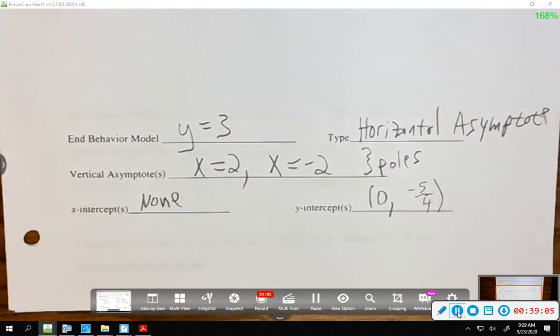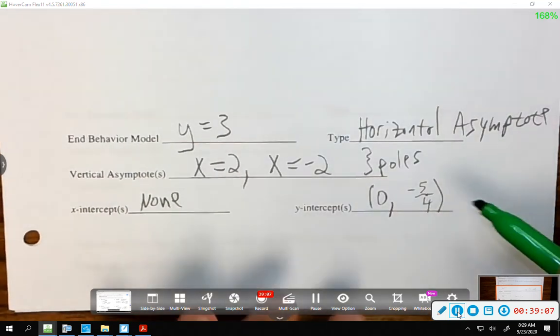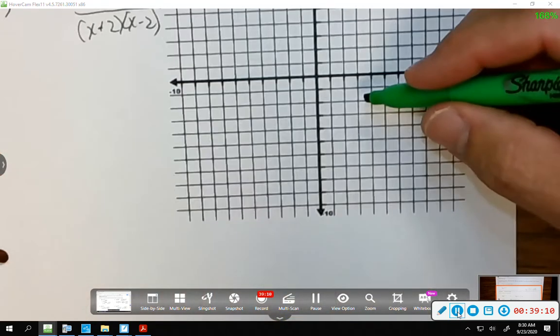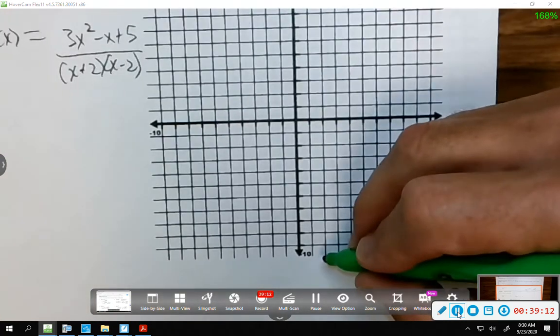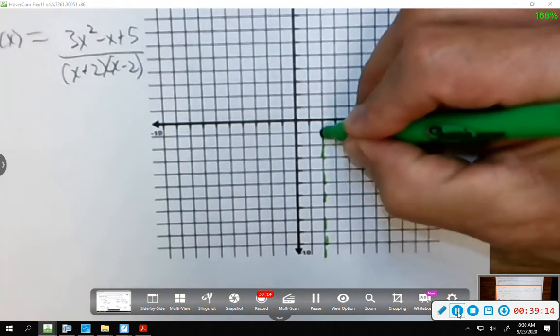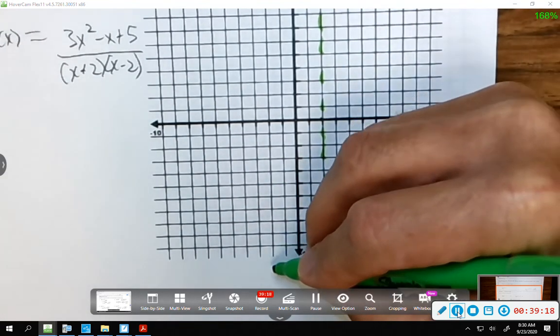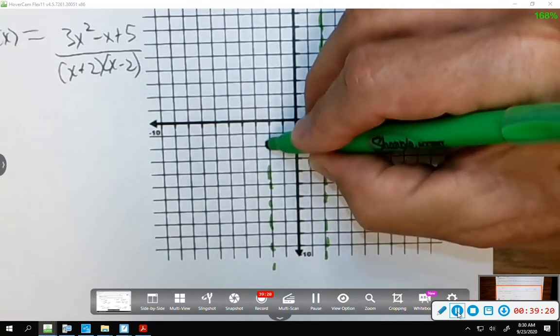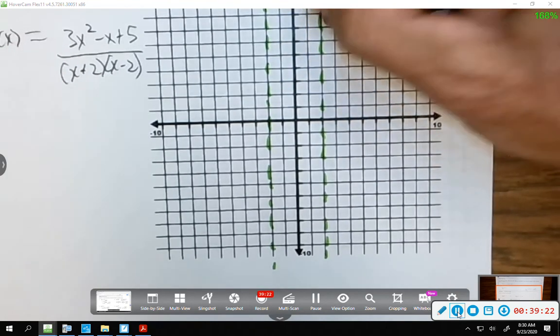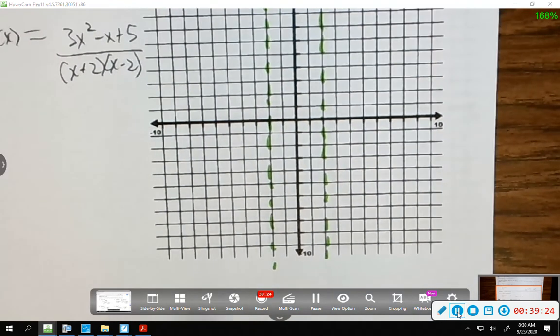All right, we're going to take this information, we're going to graph it and get a nice sketch. X equals 2, x equals negative 2. Right here, x equals 2. X equals negative 2. Okay? Graph in your horizontal asymptote, which was y equals 3.